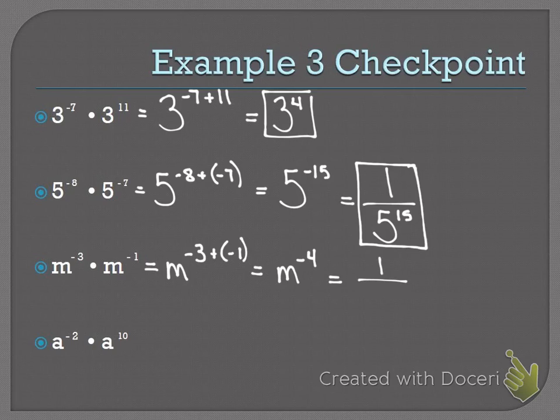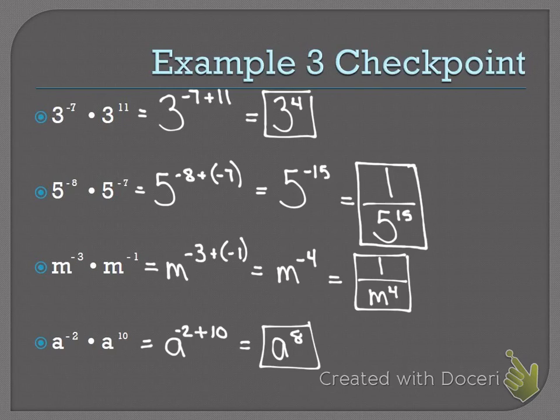Did you get that, Aliana? 1 over m to the positive 4th, right? That's how I write it as positive. I move it to the other side. Now, a to the negative 2nd plus 10 is just a to the 8th. Anybody get all 4? Did you get all 4 right? Awesome, guys. Good job.